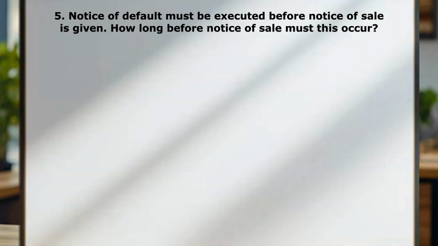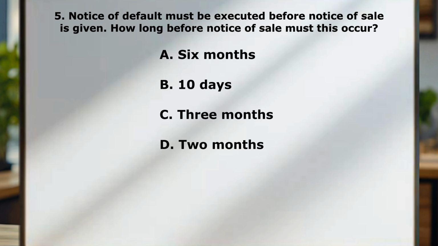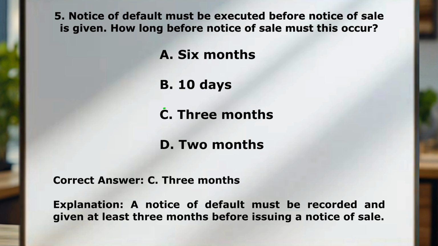Question number 5. Notice of default must be executed before notice of sale is given. How long before notice of sale must this occur? A. 6 months. B. 10 days. C. 3 months. D. 2 months. The answer is C. 3 months.